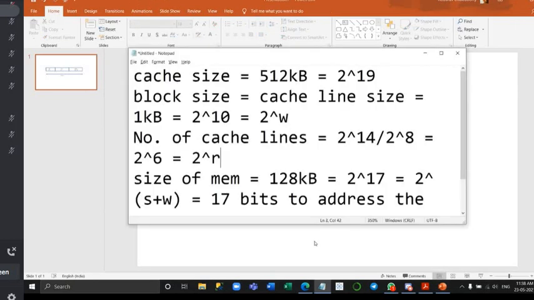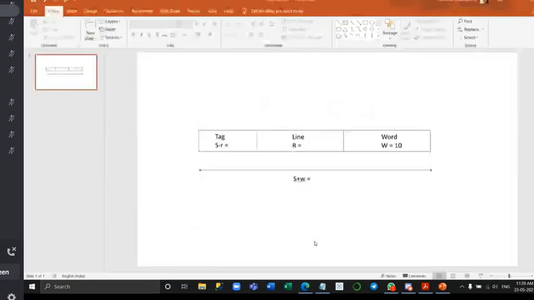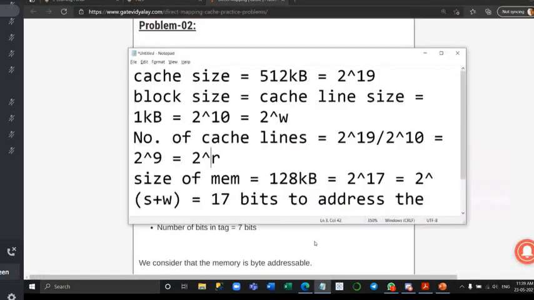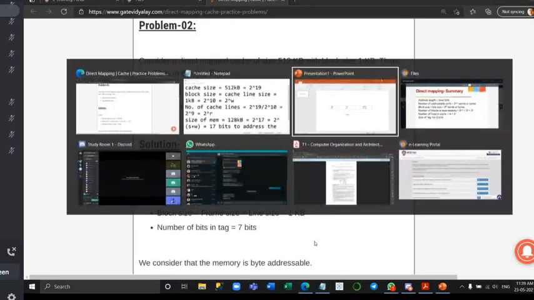Now we need to find the number of cache lines. We have the cache size given and the cache line size given, so if we divide the entire cache size by the line size, we get the number of cache lines. Here we have 2 to the power 19, the cache size, divided by 2 to the power 10, the cache line size, and we get 2 to the power 9, which is 512 cache lines. Now from the property of direct mapping, the number of cache lines, 2 to the power 9, is equivalent to 2 to the power r, where r is the number of bits used to represent the line. From here we can identify that r becomes 9.